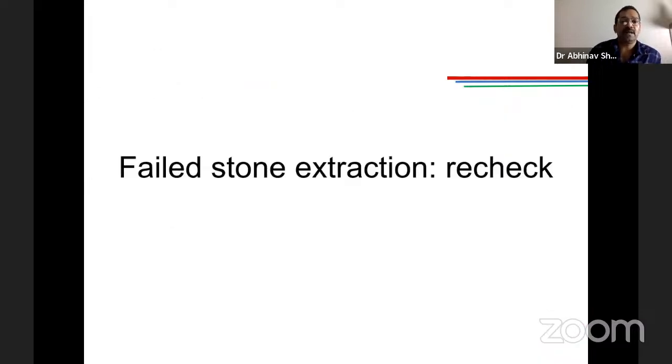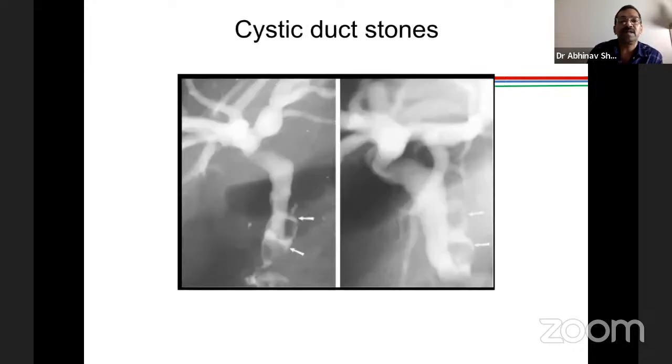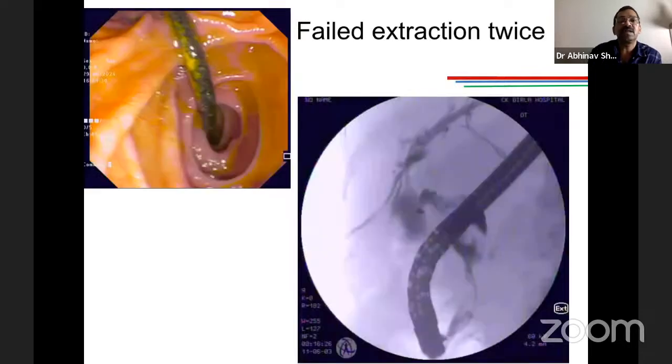Now, failed stone extraction. We should also look at what is happening outside the CBD, like this, and other causes. Like in this case, this is a pseudo calculus. This is not a true calculus. This filling defect is because of inspissated bile, which is stuck upon the CBD wall, and this will give a filling defect. Whatever balloon sweep you do, you will not be able to remove it. Sometimes a cystic duct stone overlaps with the CBD and looks like a CBD stone, a difficult one. Whatever balloon sweep you do, this stone cannot be caught. And if you rotate your C-arm, then you can see that this is the cystic duct rather than the CBD. So this is also to be taken into account.